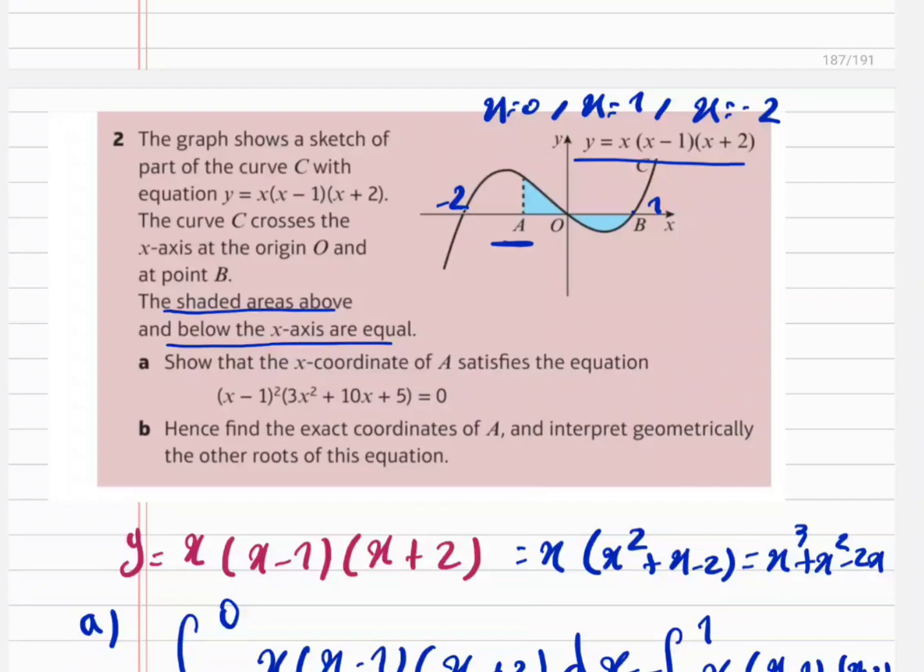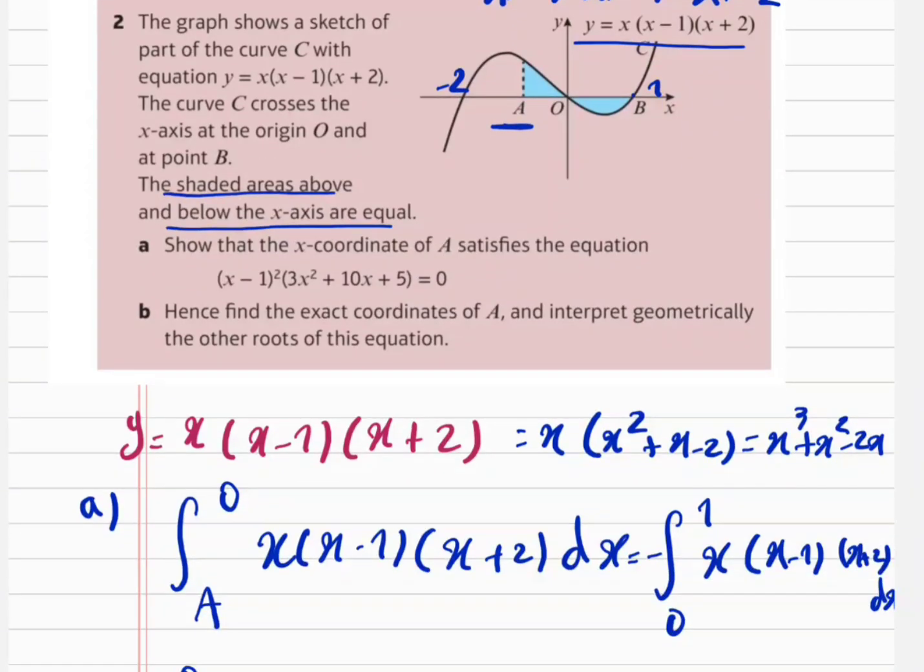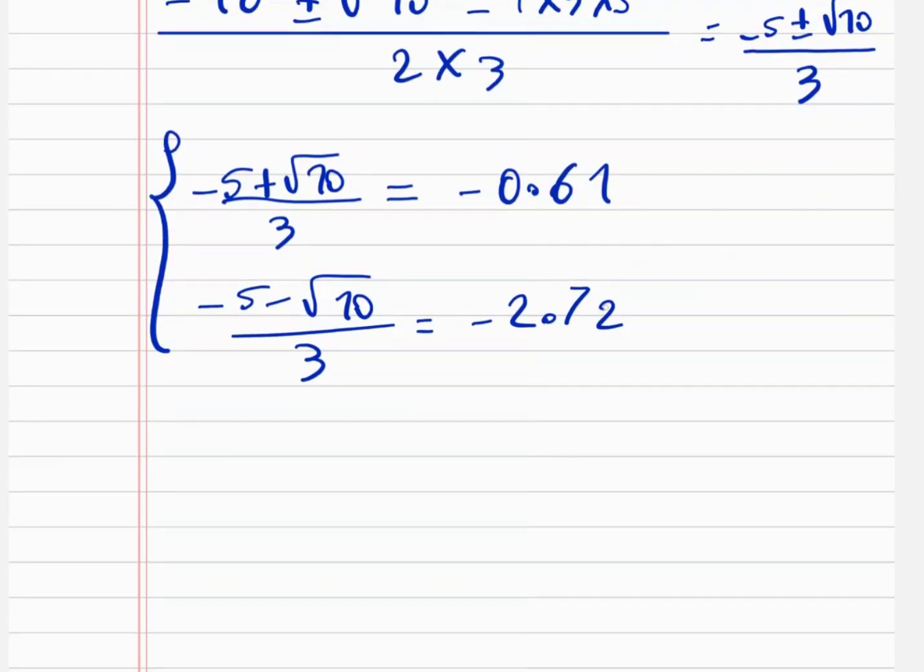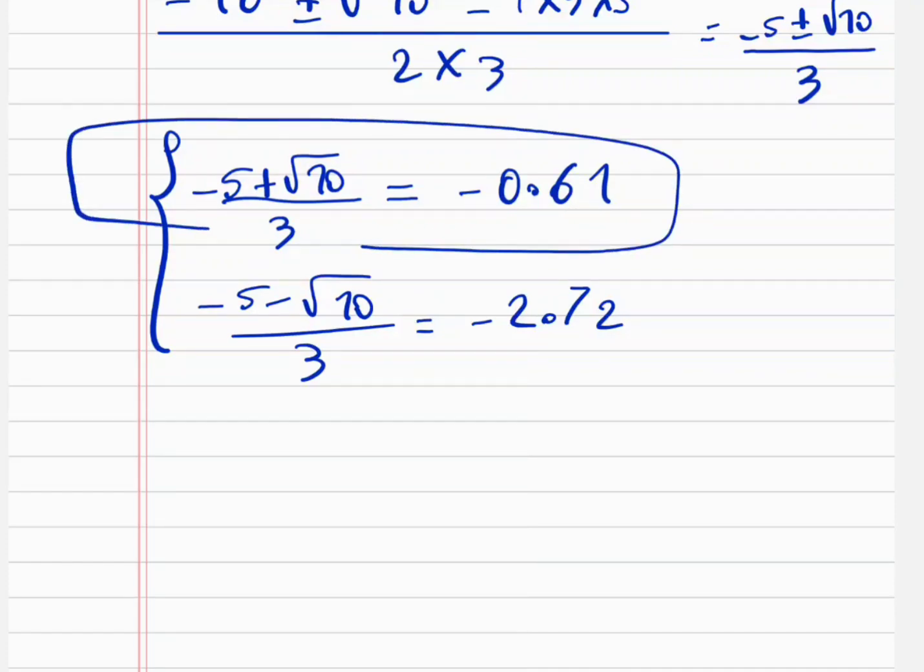By looking at the curve, as you can see, here is minus 2. So definitely A is the value that is minus 0.61, because minus 2.72 is just after that. It's somewhere that the curve is probably going to go back and intersect the x-axis again. But anyway, this is the value of A. So this is the x coordinate of A. Therefore, point A has the x coordinate minus 5 plus root 10 over 3.